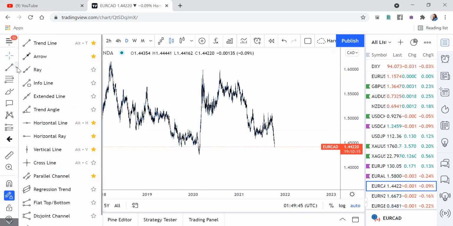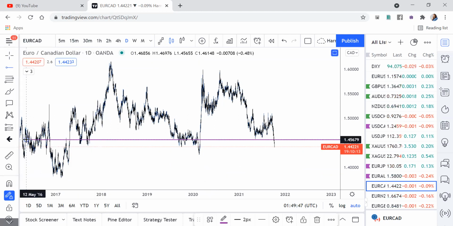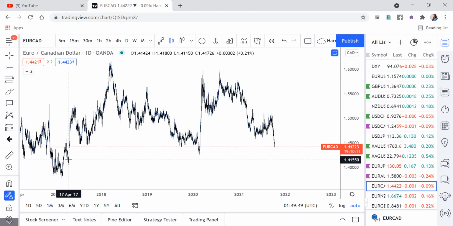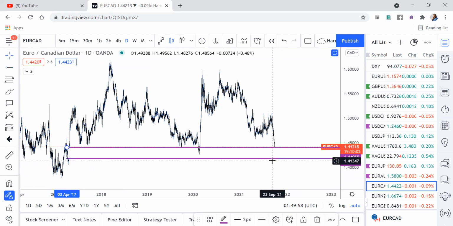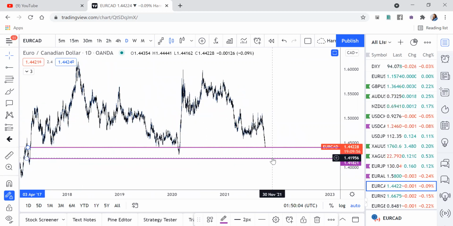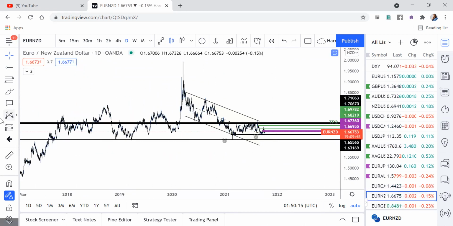I'm not really interested in EURJPY, but this is my area of imbalance. So once price comes into this zone somewhere, I may have some interest in it, but right now, none. Right. Euro and ZD.